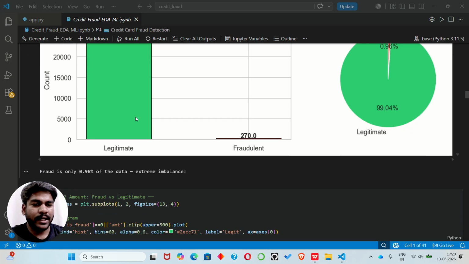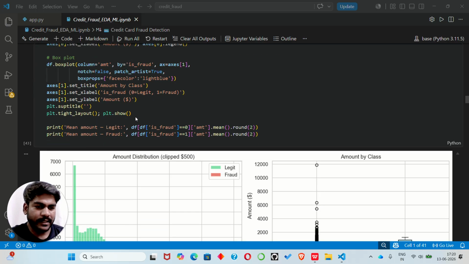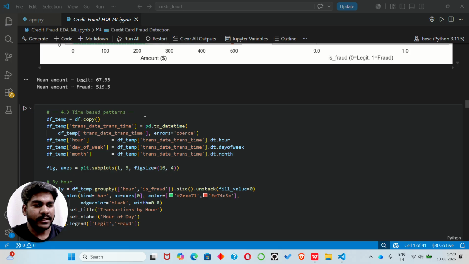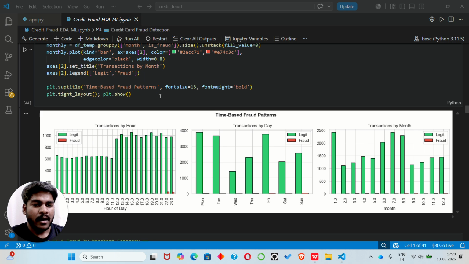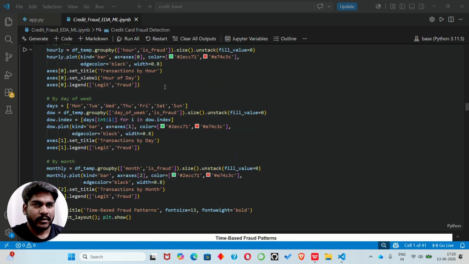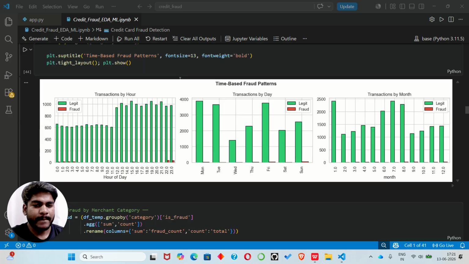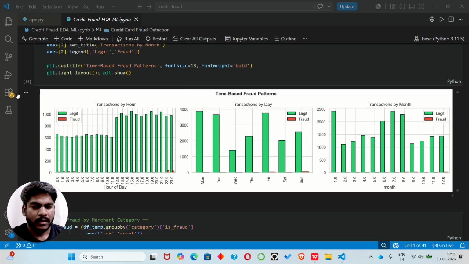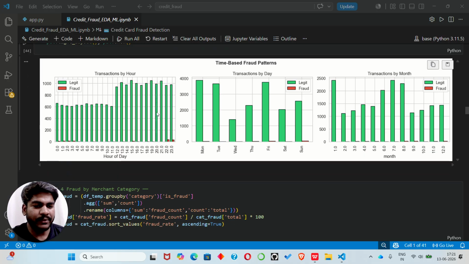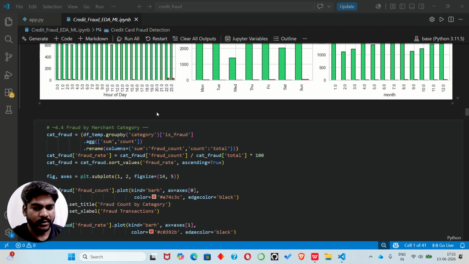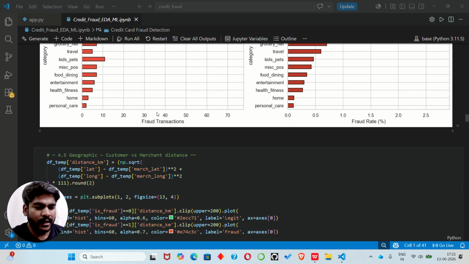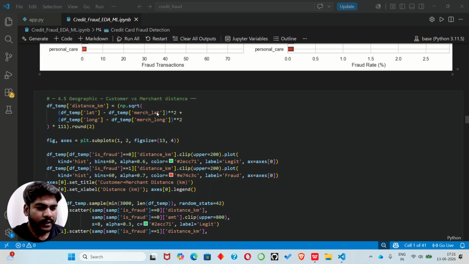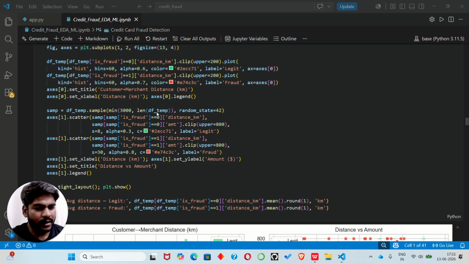After this, I created new features from the existing data. This is called feature engineering. From the transaction date and time, I extracted hour, day of week, and month. This is useful because fraud often happens at unusual timings like midnight or very early morning.